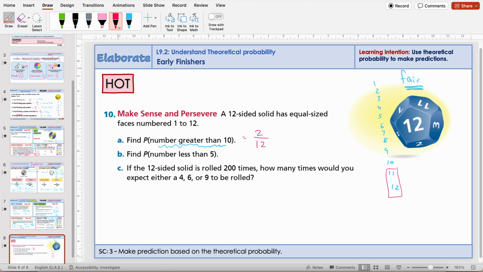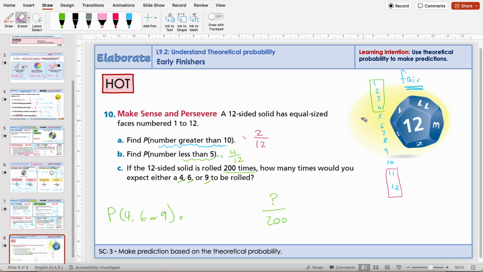Probability of getting a number less than 5. Less than 5. I cannot select 5. I want less than 5. 4 out of 12. Okay? If a 12-sided solid is rolled 200 times, so how many out of 200? I want to do the prediction out of 200, okay? How many would you expect either number 4, 6, or 9 to be rolled? So I want the probability of rolling 4, 6, or 9.